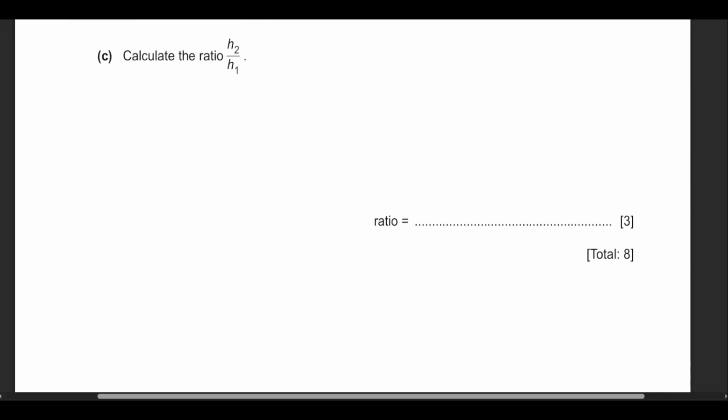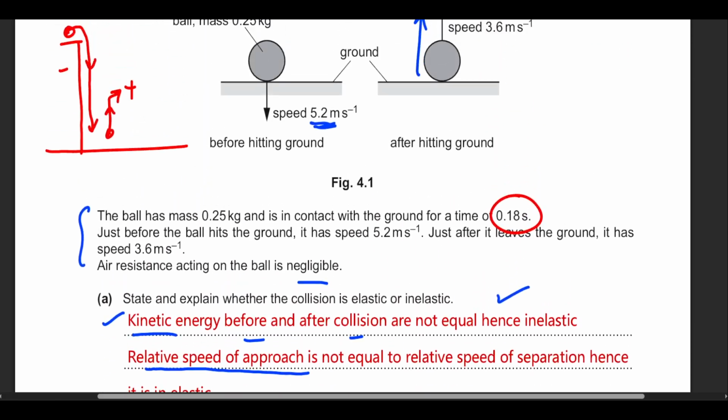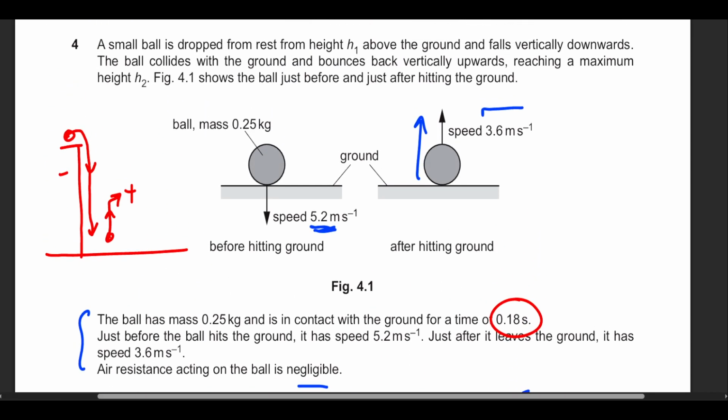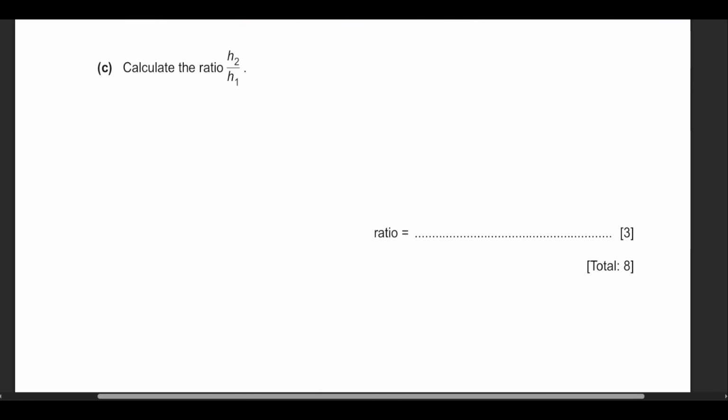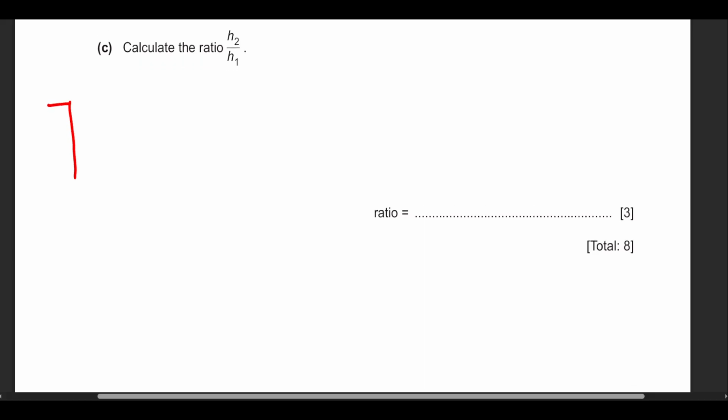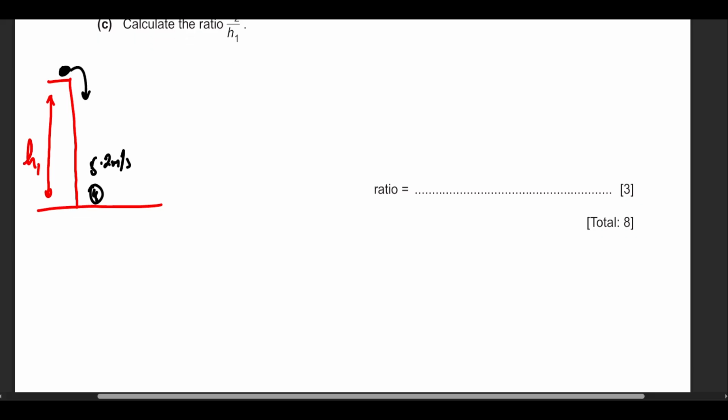And then he's asking us to calculate h2 by h1. Now, consider this. So the falling height is h1. The regain height is h2. And he's asking us to find the ratio between them. So let's find them part by part. Let's say this is the height h1 it was dropped from, and it gained a speed of 5.2 meters per second before colliding with the ground. So can we use this information to find the distance h1?